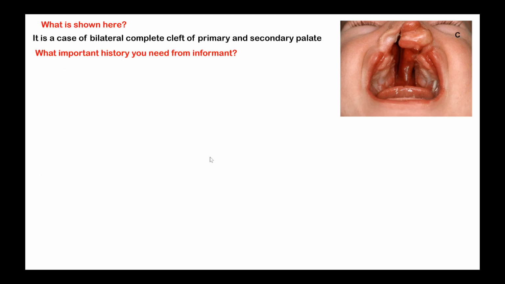What important history do you need from the informant of this patient? Feeding difficulties. Feeding difficulty, very good. So any recurrent aspirations during feeding is also a very important history. Then what other infection can happen to these babies because of the eustachian tube? Ear infections, otitis media, is common. If you have difficulty in feeding, regurgitation, aspiration, and otitis.